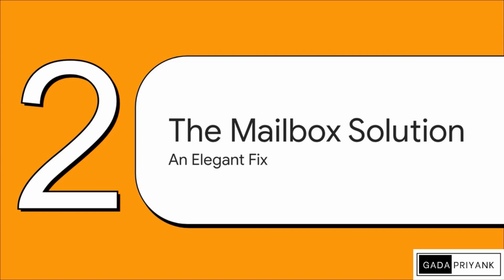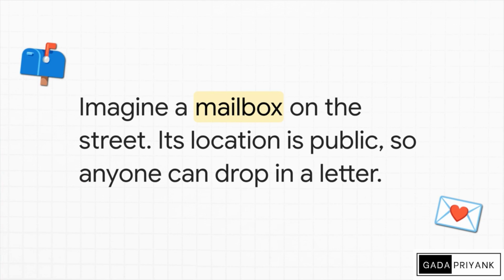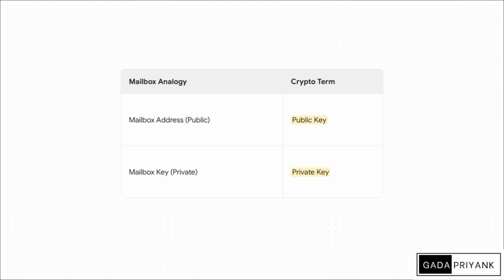But this is where things get really cool. Asymmetric encryption comes along with this incredibly elegant fix. Let's call it the mailbox solution. I want you to think about a mailbox. Not your regular home mailbox, but a special one, maybe on a public street. It's got a slot, and its address is totally public. So literally anyone can find it and drop a letter inside. So how does this relate to encryption? Well, that public mailbox address, the one everyone knows, that's your public key. Anyone can use it to send you something securely. But the physical key that you use to unlock the box and get the mail out, that's your private key, and you are the only one who has it.